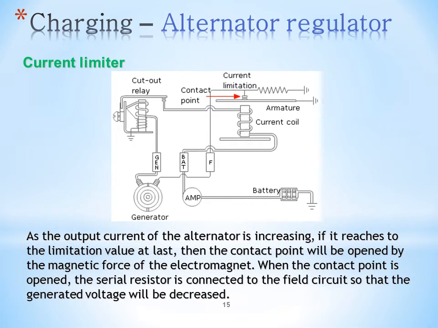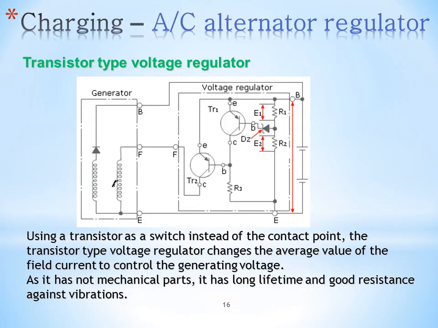Current limiter. As the output current of the alternator increases, if it finally reaches the limitation value, then the contact point will be opened by the magnetic force of the electromagnet. When the contact point is open, the series resistor is connected to the field circuit so that the generated voltage will be decreased.